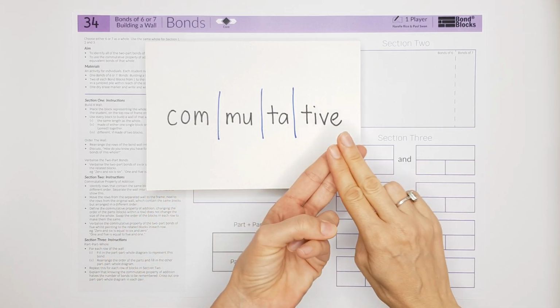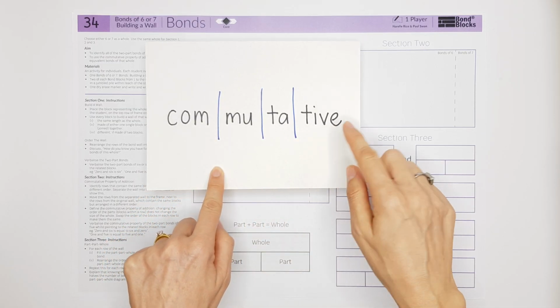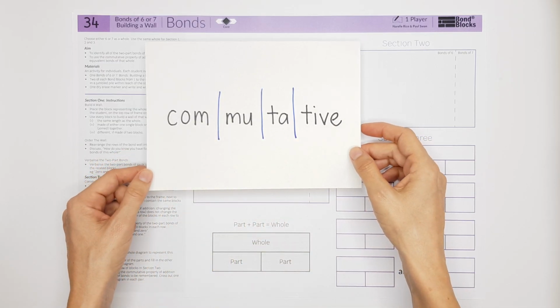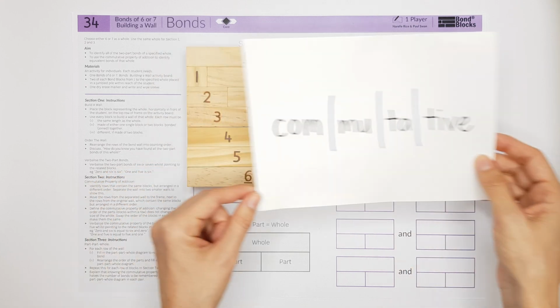Commutative. Some teachers call this the turnaround property of addition.